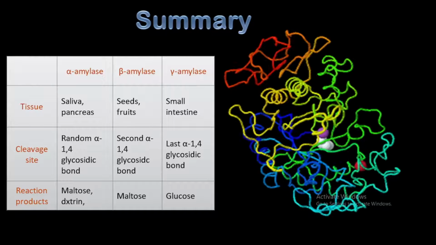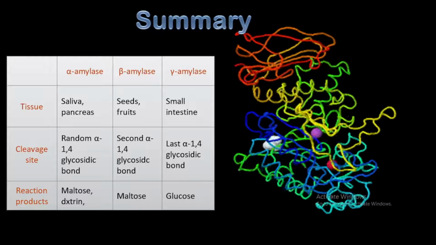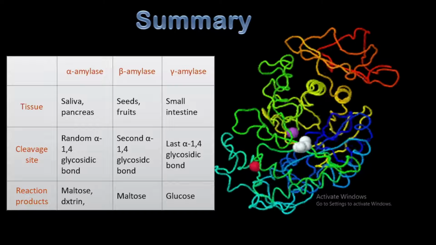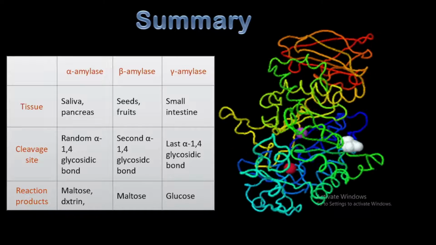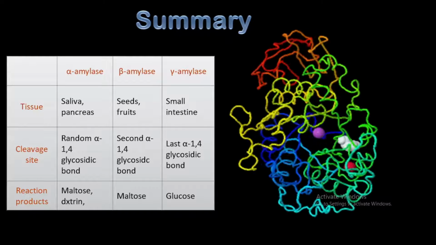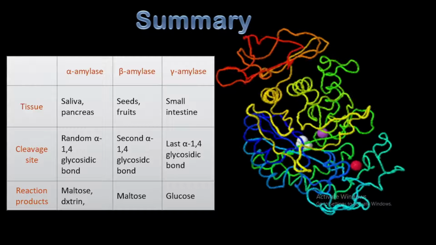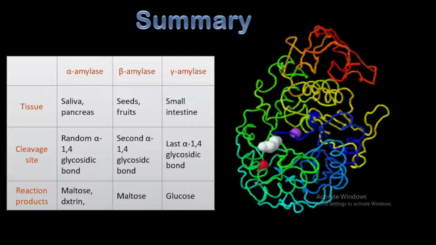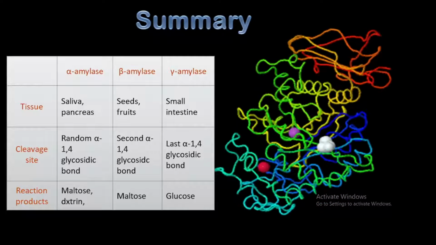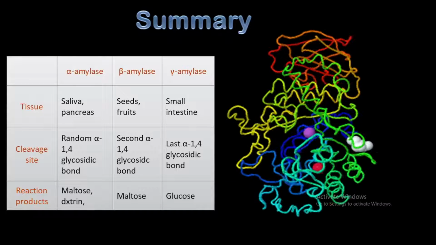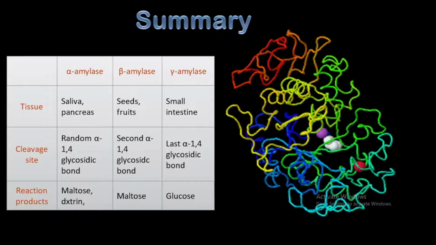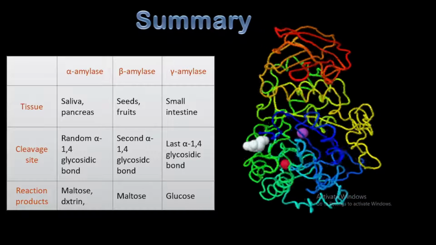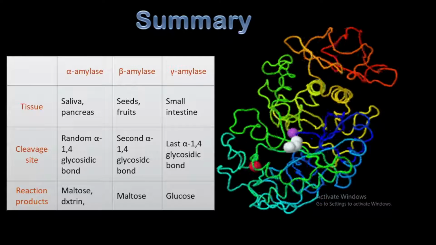Now let's come to the summary. Amylase has three types: alpha, beta, and gamma amylase. Alpha amylase is present in saliva and the pancreas, and beta amylase is present in the seeds and fruits of plants. Gamma amylase is present in the small intestine. Alpha amylase randomly cleaves the alpha 1,4 glycosidic bond, beta cleaves the second 1,4 glycosidic bond, whereas gamma amylase cleaves the last 1,4 glycosidic bond.